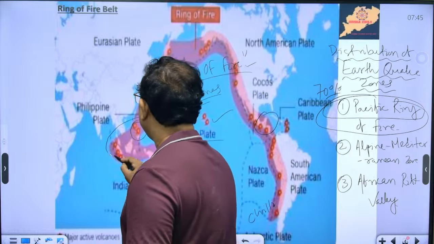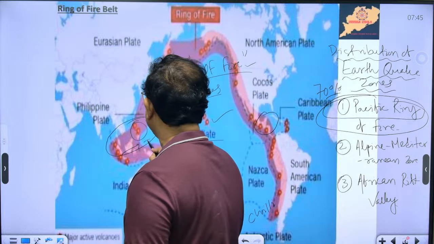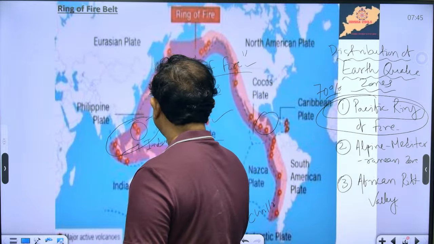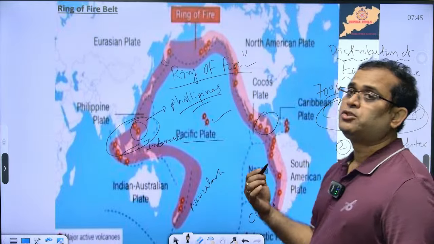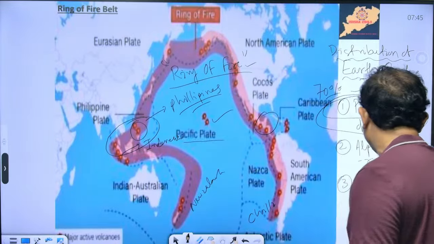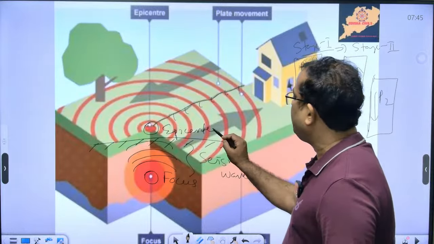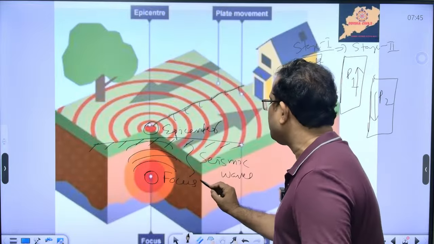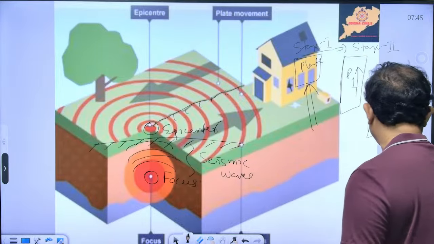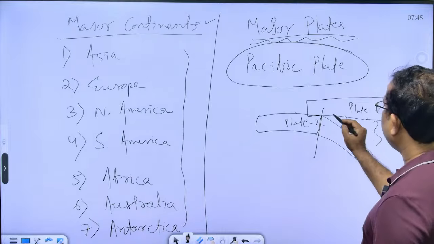This is the Philippines and this is Indonesia, right? Now I would like to say which was the epicenter. Before that, we have discussed that there is an epicenter. As you know, focus is the triggering point. Focus is the point where the plate breaks. Just remember, this is the focus point.